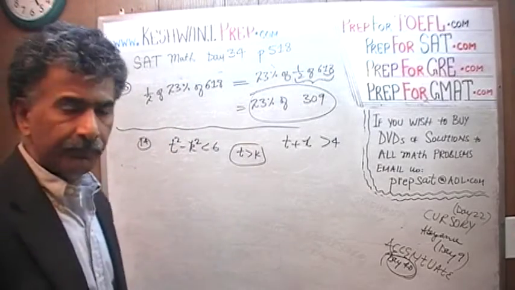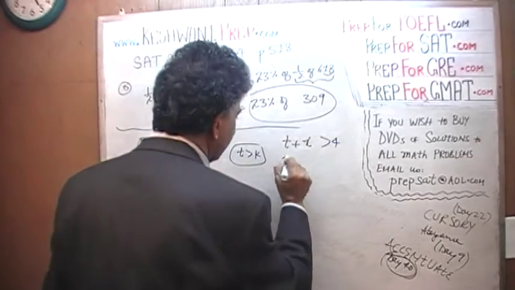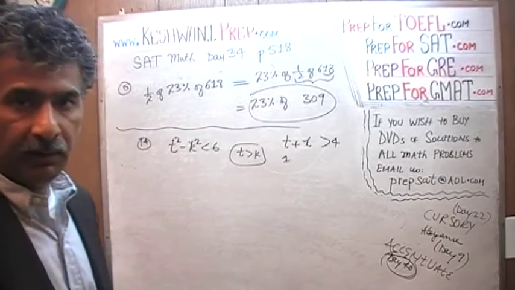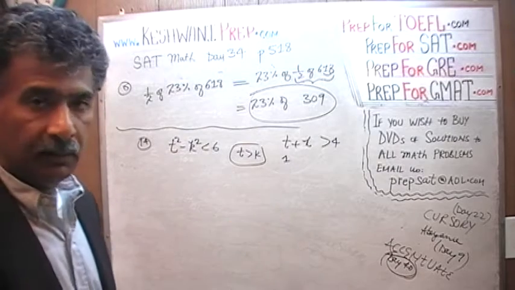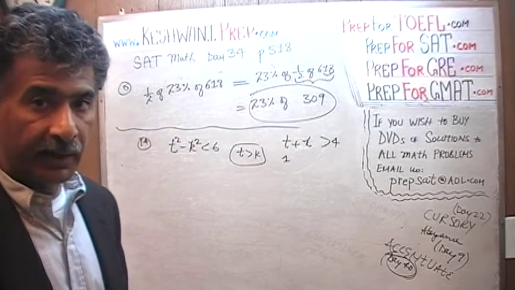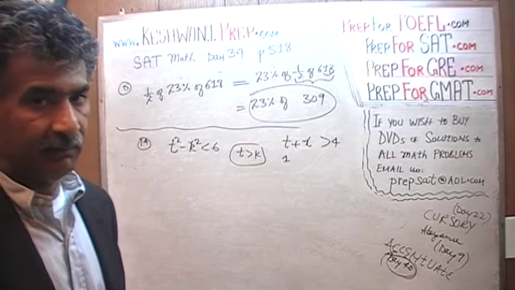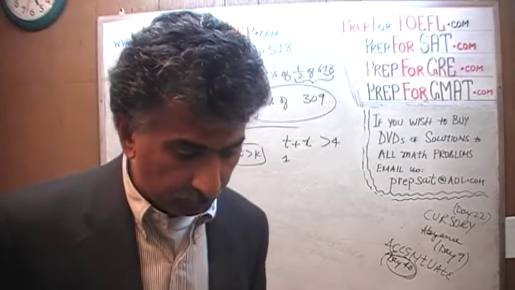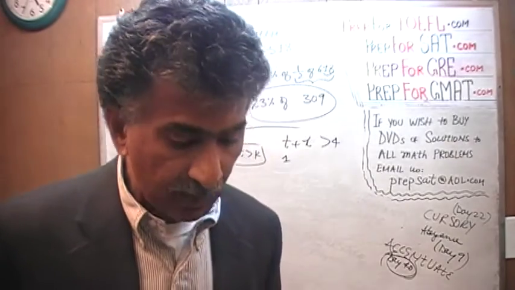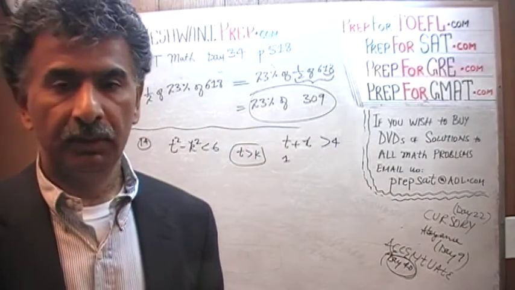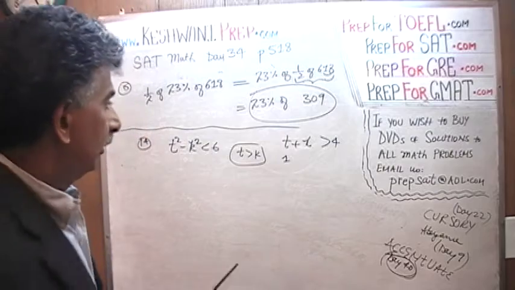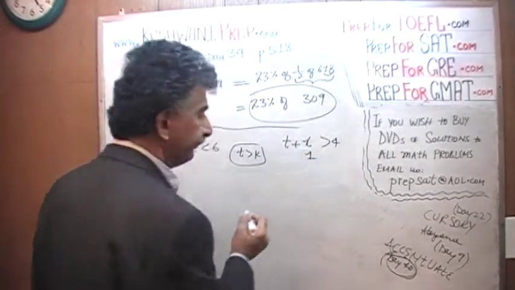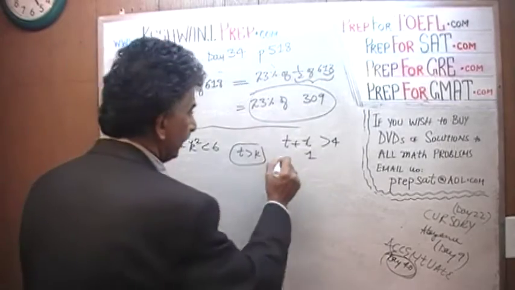Can t be 1? Well, because t is more than k, if t happens to be 1, k would have to be either 0 or negative 1. It can be neither. Why? Because we are told that both k and t are positive integers, which means the lowest value k can take is 1, in which case t might be 2.